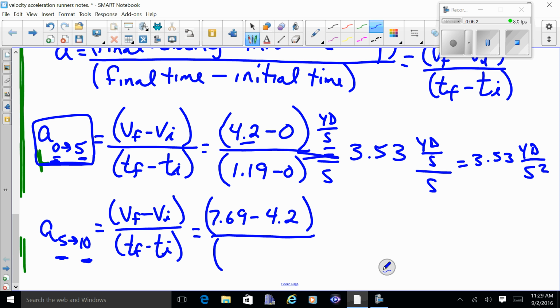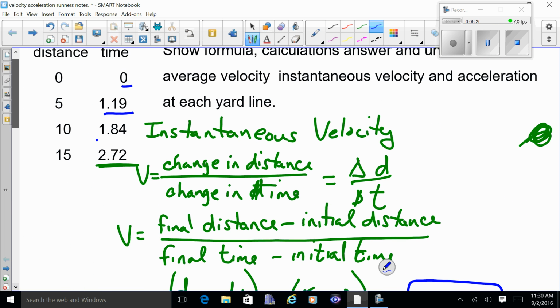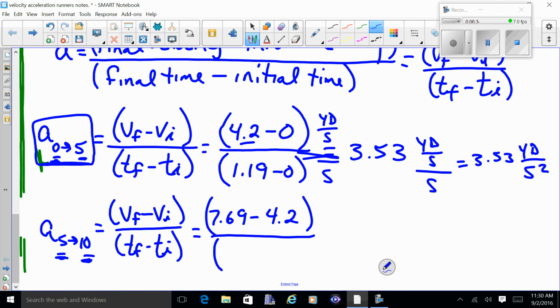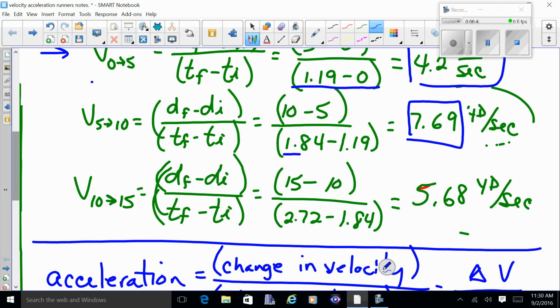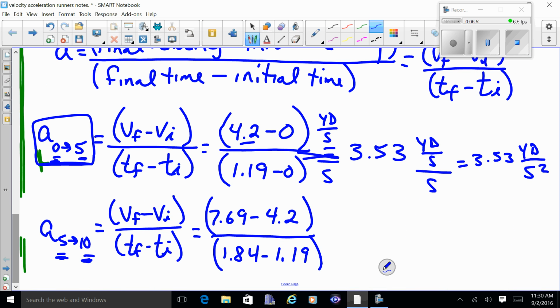So you come back up here, the time at the 10-yard line was 1.84 minus 1.19. So 1.84 minus 1.19. And once again, those numbers are exactly the same as the ones we used right here in the velocity equations. So 1.84 minus 1.19. I'm going to divide the top and the bottom, and we're going to get that answer. That answer ends up being 5.37 yards per second squared.